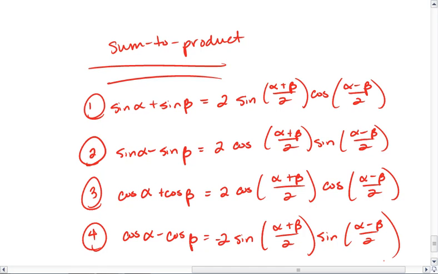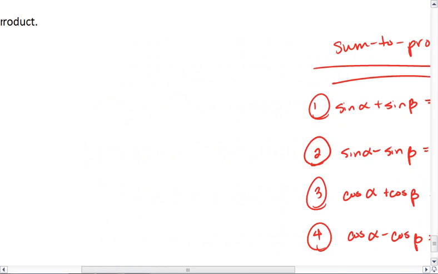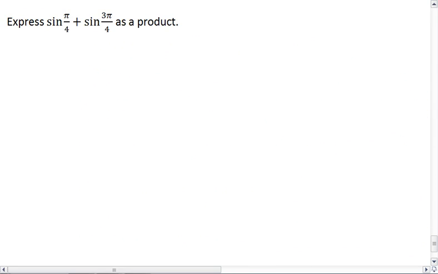And you have these on your sheet. They're your second to last set of formulas right above your cofunction formulas. These are the sum to product formulas. Well, let's use these to solve this problem. We're going to express sine of pi fourths plus sine of 3 pi fourths as a product.